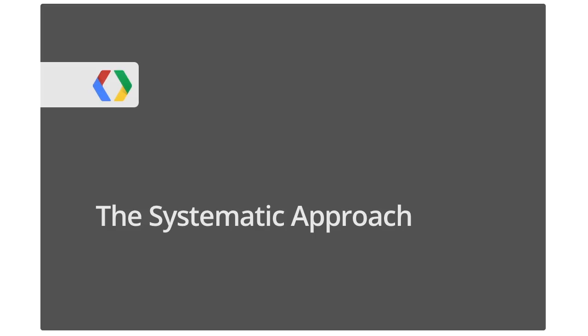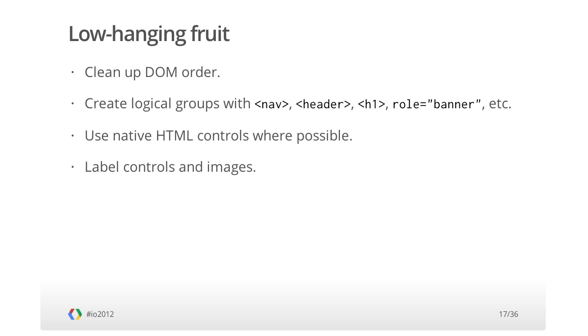So now that I've given you the building blocks, let's move on and talk about a systematic approach to building accessible web apps. First, you want to take care of the most basic errors. You want to clean up the low-hanging fruit. Look at your DOM order and make sure that related controls are grouped together. You can create logical groups with semantic tags like nav, header, h1, and the landmark ARIA roles. I'll be talking about ARIA in a couple of slides, so hold on for that.